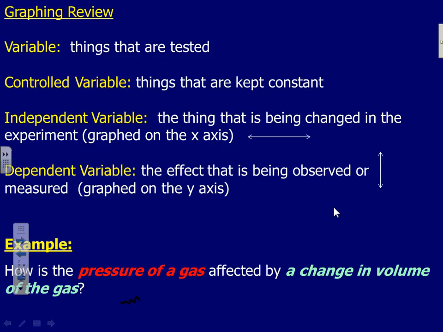Here's the example that we're going to do, and this is going to become the purpose of our first experiment. How is the pressure of a gas affected by the change in volume? Tell me, out of these two things, which is the independent variable? Which is the thing that we're going to manipulate and change as the scientist? Which of these two things, the volume or the pressure, is the independent variable, the thing that's being changed? Which one do you think it is?